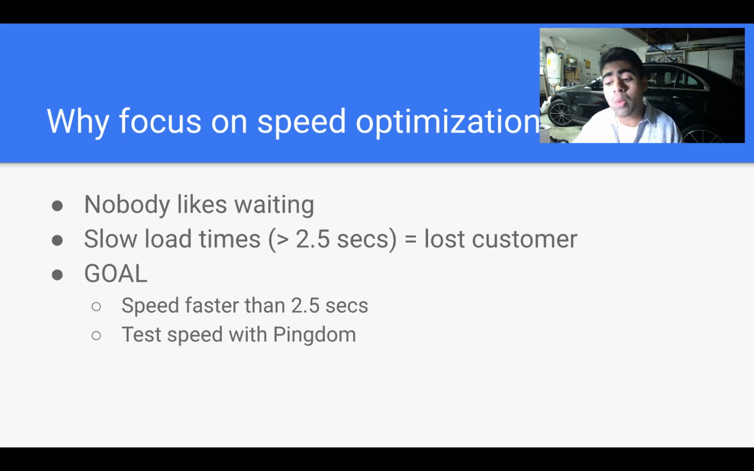So our main goal with speed optimization for your Shopify store is making sure that your website loads faster than 2.5 seconds, meaning 2 seconds, 1.5 seconds. The lower that number is, the better it is for you.